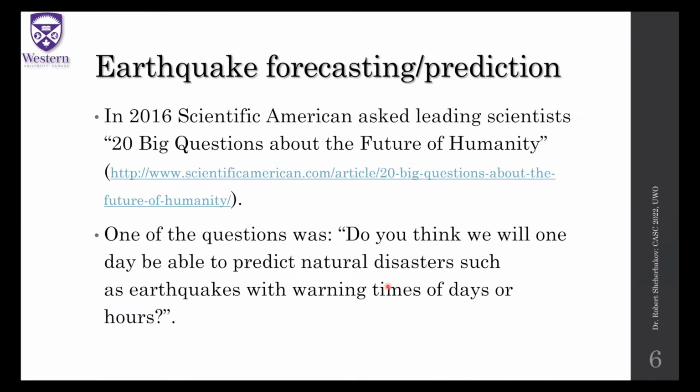In 2016, Scientific American asked leading scientists 20 big questions about the future of humanity. One of the questions was: do you think that we'll be able one day to predict natural disasters such as earthquakes with warning times of days or hours? Of course, a pretty ambitious and very challenging question.